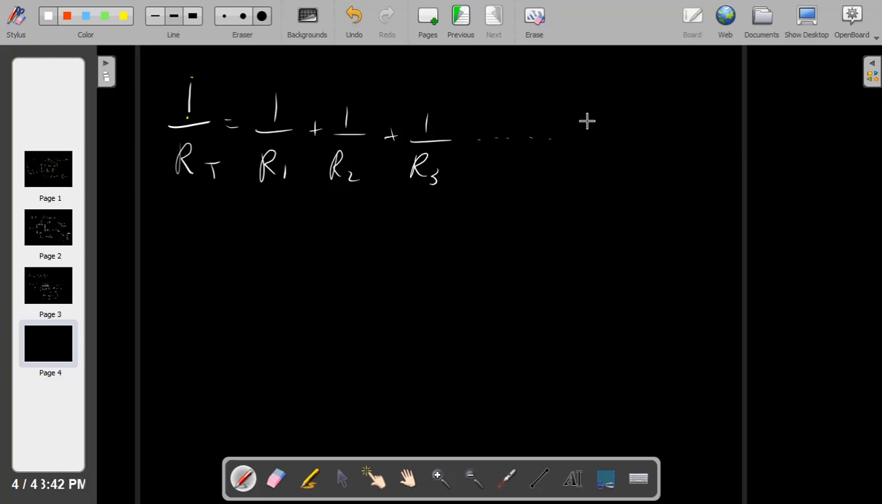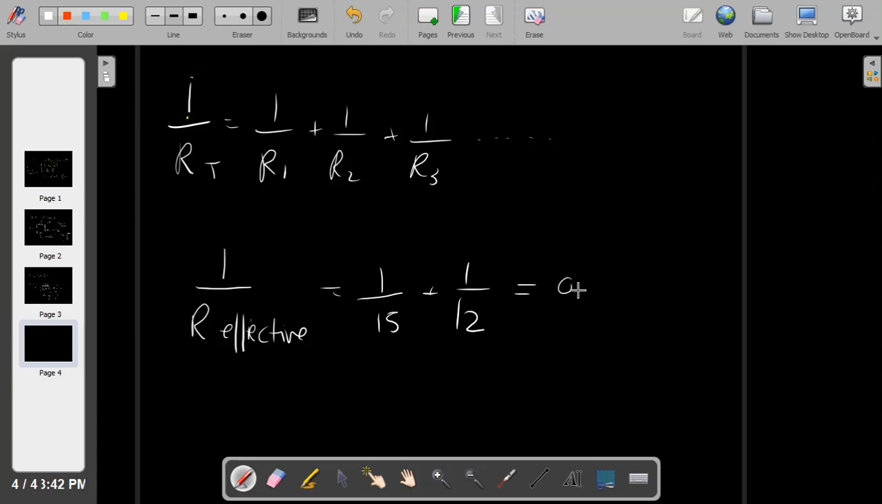You only have 2, so it's not going to be too bad. So 1 divided by our effective, I'm going to put effective here so you know it's an effective. But you see how long it takes to do that. That's why I put total, because it's the same kind of thing. It's going to be 1 divided by 15 plus 1 divided by 12. They give us these numbers, 15 and 12. So if you do this, this number is 0.151 divided by ohms, because the ohms were at the bottom.